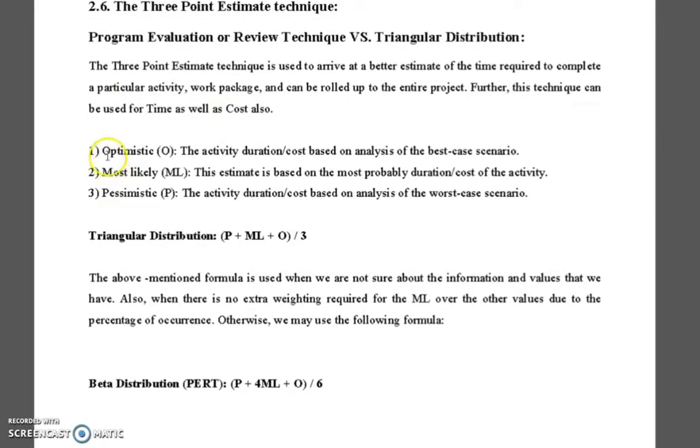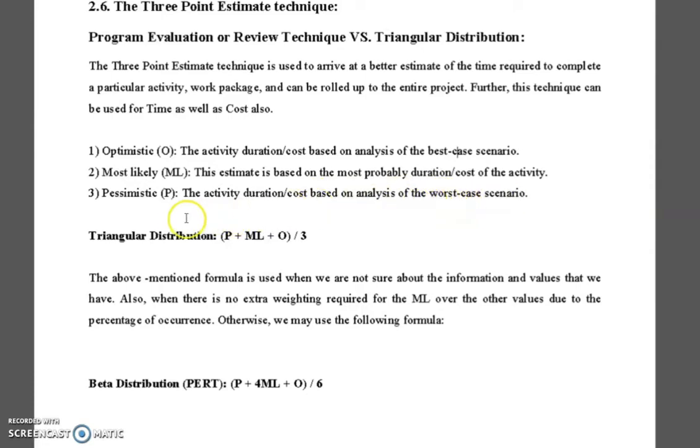The first one is called optimistic, which we can refer to by the letter O. It is the activity duration or cost based on the analysis of the best case scenario. Then most likely, ML. This estimate is based on the most probable duration or cost of the activity. The pessimistic, P, is the activity duration or cost based on the analysis of the worst case scenario.